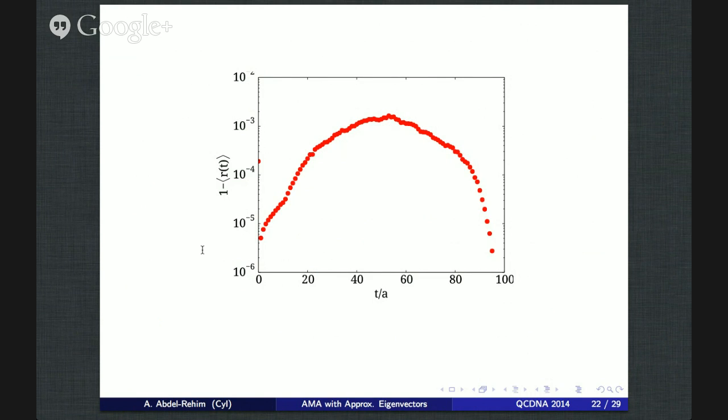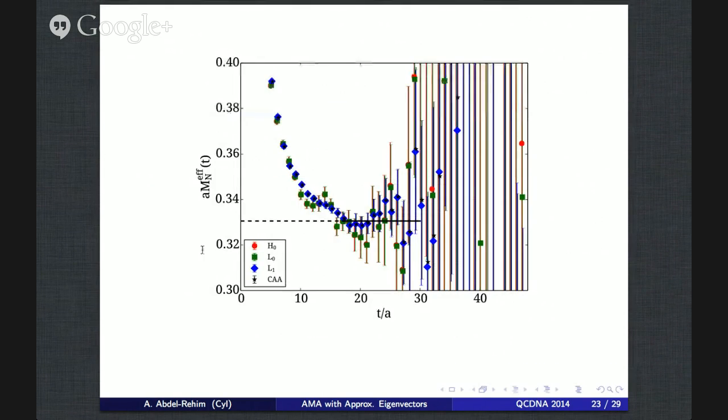And we said that we would like this to be very small, close to 0, ideally. And this is as a function of time. And we see that it is actually reasonably small. Of course, it increases a little bit as we go to the middle of the lattice, but it is still small. So this plot is the effective mass plot for the nucleon mass.